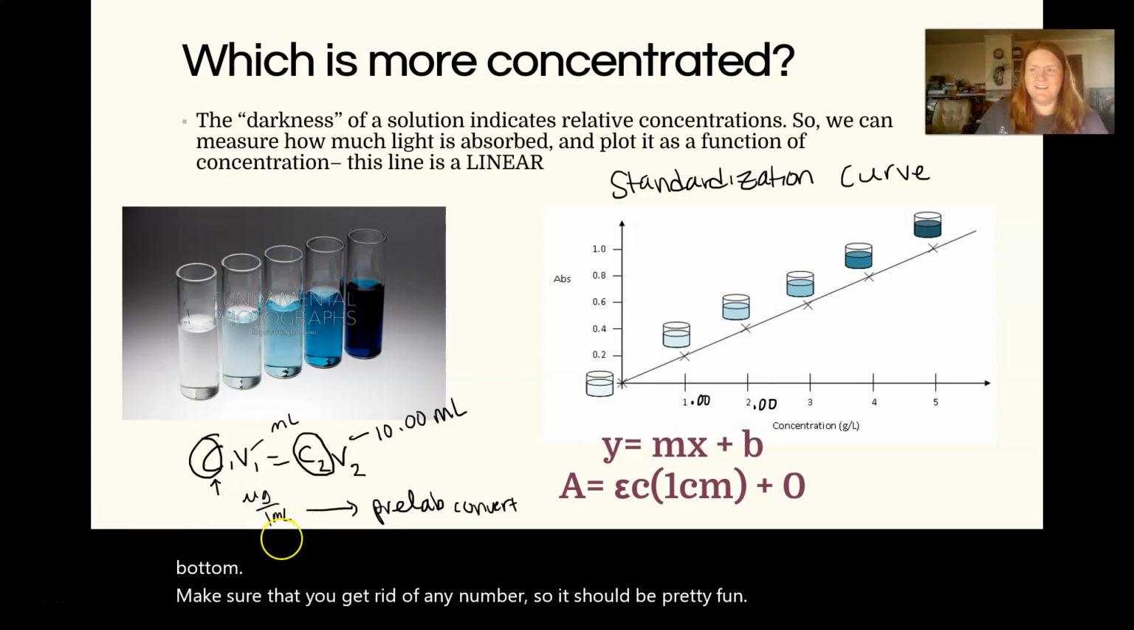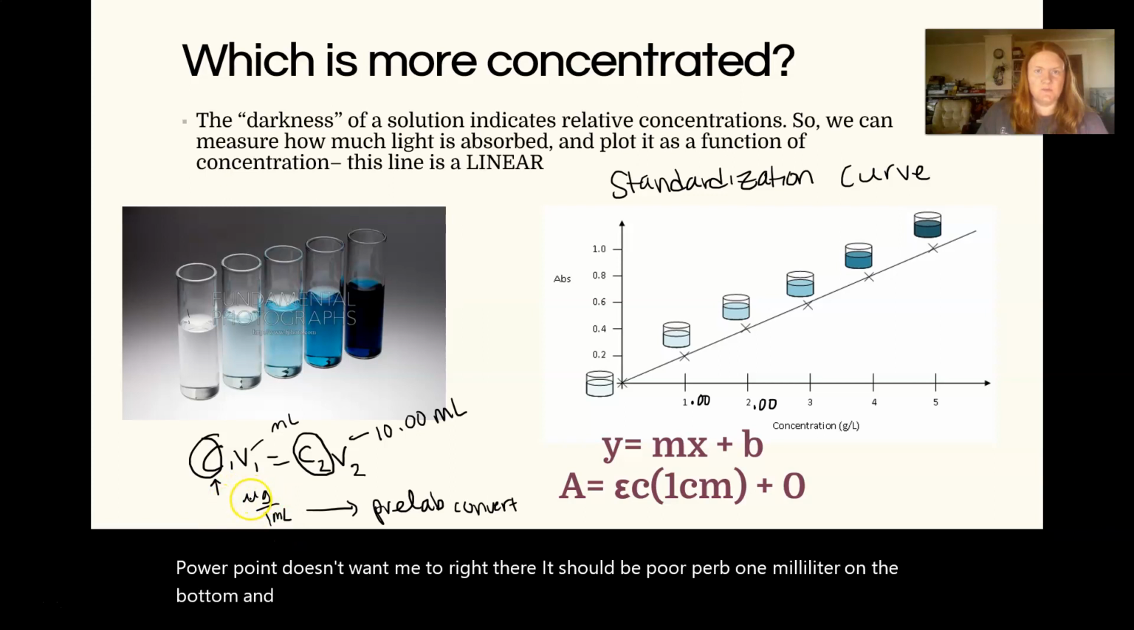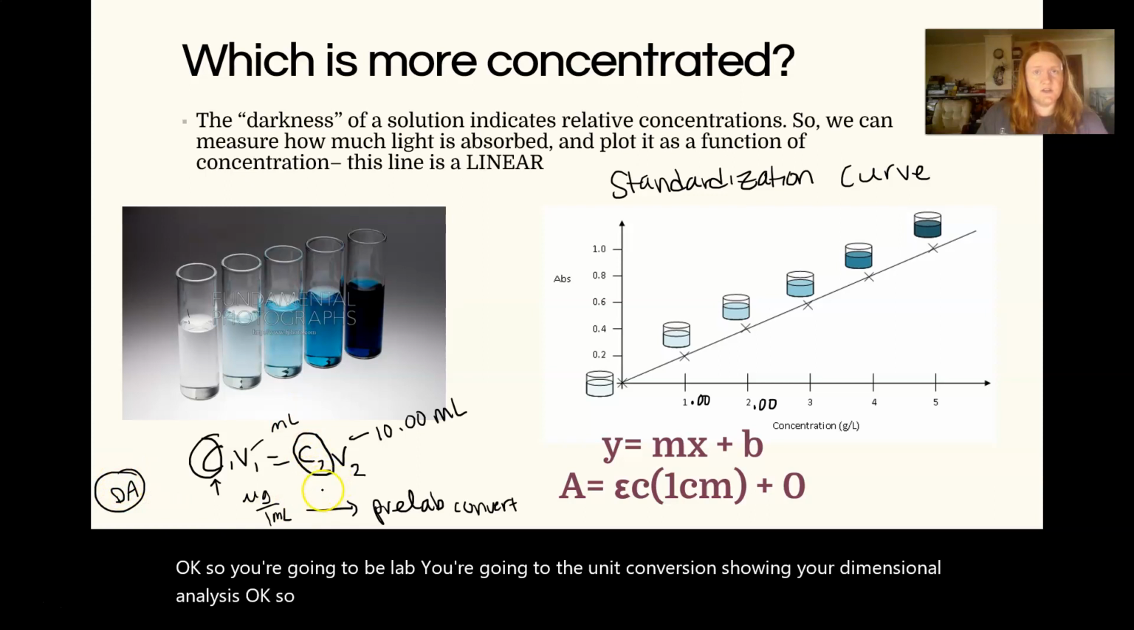Make sure that you get rid of any number, so it should be per 1. It should be per 1 milliliter on the bottom, and however many micrograms you calculate on the top. Okay, so you're going to look at the pre-lab. You're going to do the unit conversion showing your dimensional analysis. If you don't show your dimensional analysis, you're not going to get credit for that question.